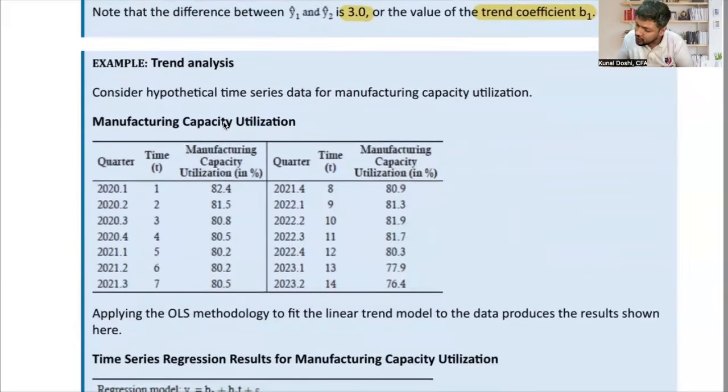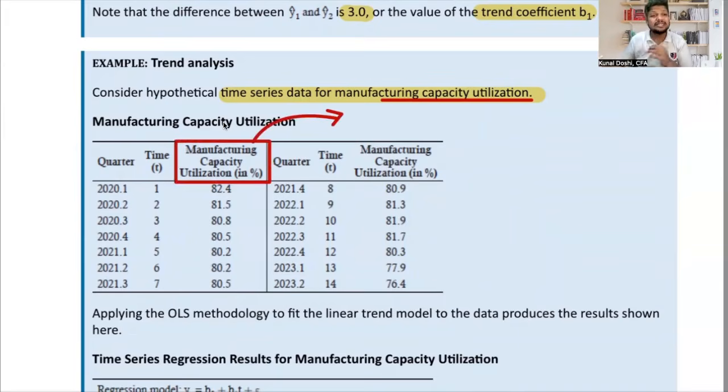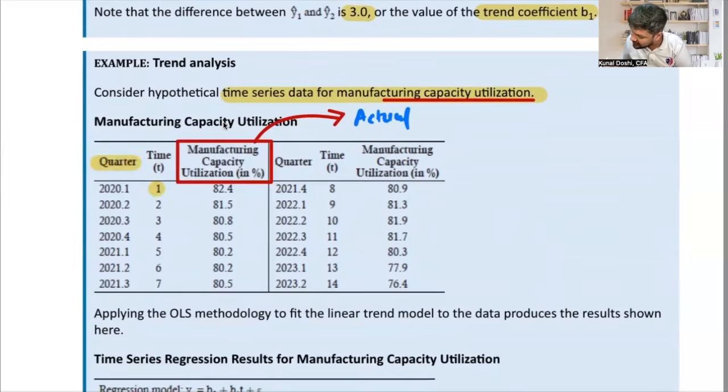Here they are trying to analyze the time series for manufacturing capacity utilization. So we are going to forecast the capacity utilization. Now they have given us the manufacturing capacity utilization in percentage. But guys, this is not a forecast. This is the actual outcome. Got it? This is the actual outcome from Q1 all the way till Q14. Time till 14. And they've given us the outcome here as well as here. These are my actual outcomes, correct?